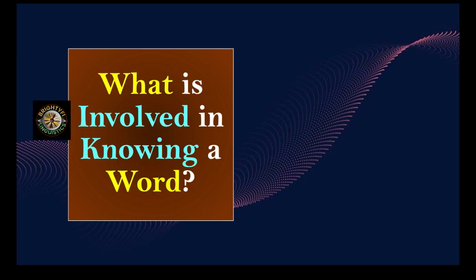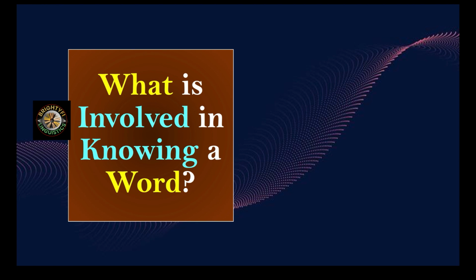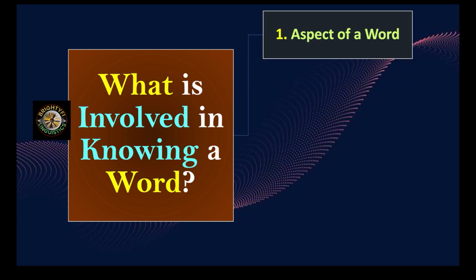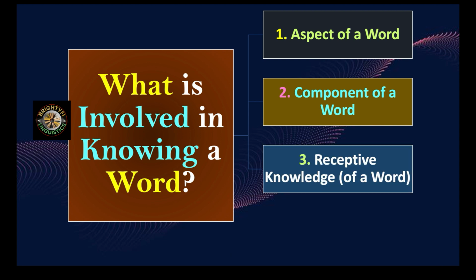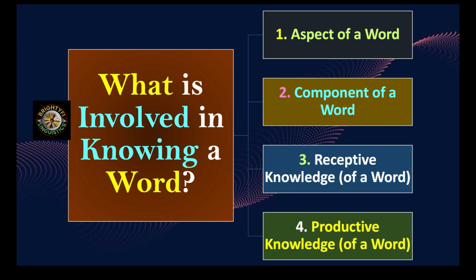What is involved in knowing a word? There are 4 different essential aspects which are very important in knowing a word. The first one is aspect of a word. The second one is component of a word. The third one is receptive knowledge of a word. And fourth is productive knowledge of a word. So all these 4 elements make up and help us in knowing a word completely.